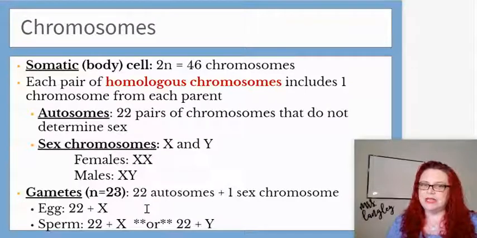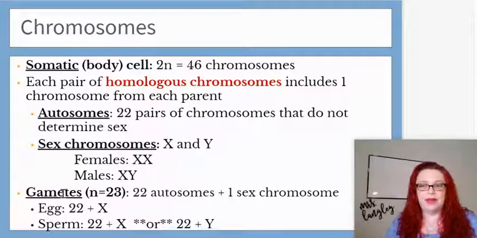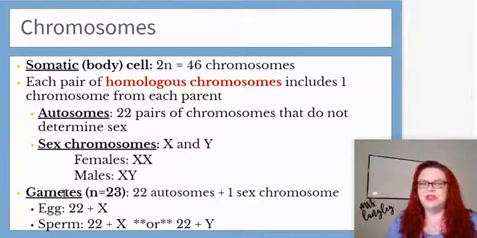Now, for gametes, that's the other type of cell that we have in our body. And these are our sex cells. So these include eggs and sperm. These are what we call haploid. They have half the information of a somatic cell. So they're n, haploid. And since we have 46 chromosomes in a regular somatic cell, gametes have 23: 22 are autosomes and one sex chromosome.